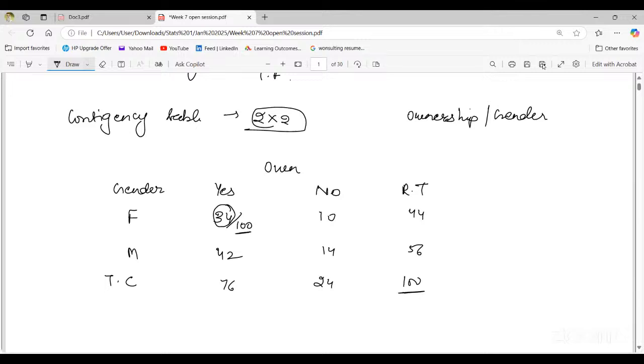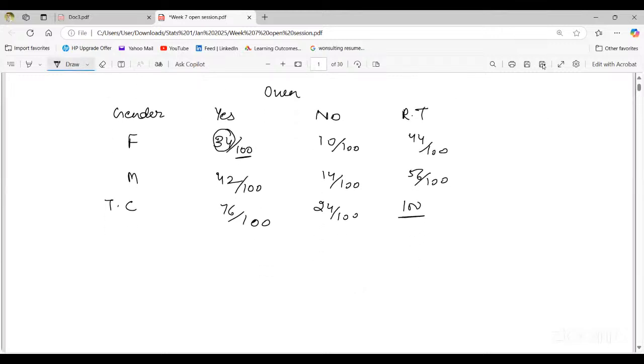Similarly, for this one, 10 divided by 100, and this would be 42 divided by 100. This is my respective relative frequency, correct? Now this is equal to 0.34. This would be 0.42. Like that, we can write 0.1, 0.14, 0.44, 0.56, 0.76, and 0.24.